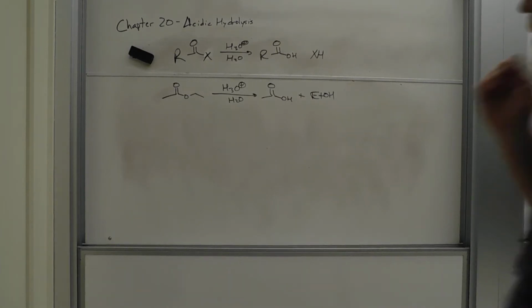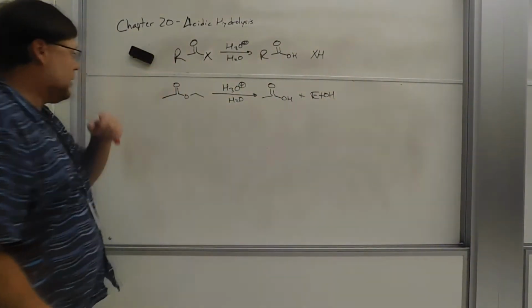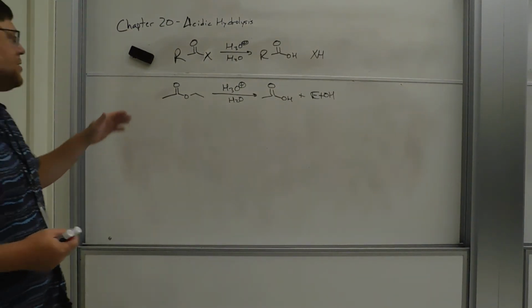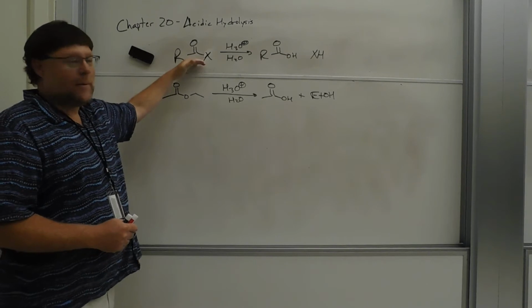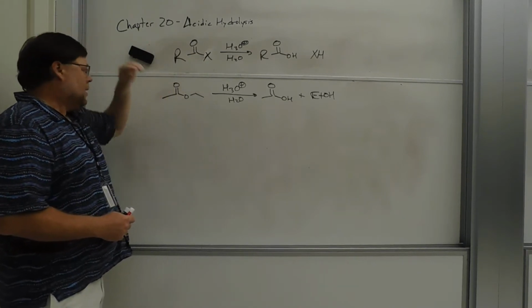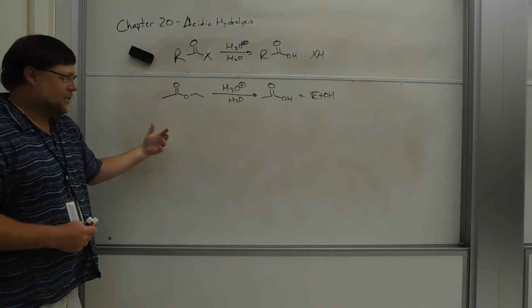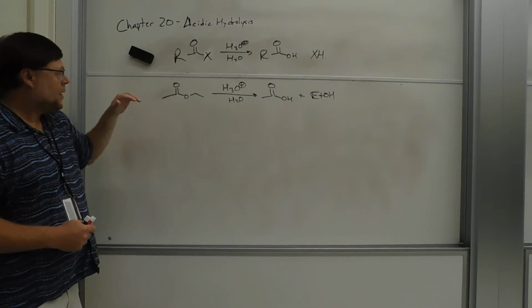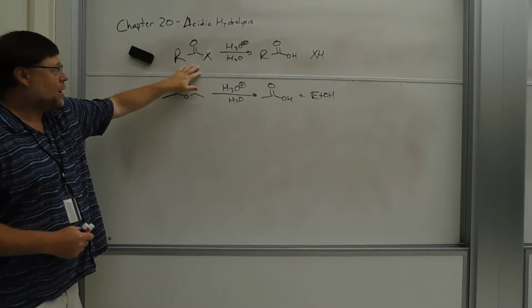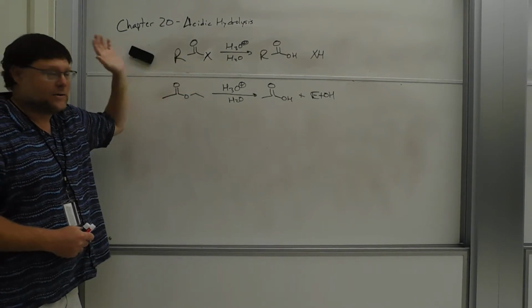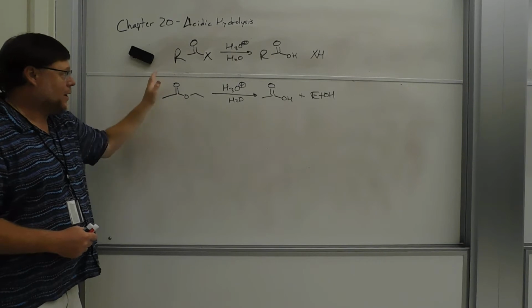Okay, in this video, I'm going to show you the mechanism of acidic hydrolysis. You can do this with any carboxylic acid derivative. I'm going to show it with an ester, and I'm just going to show the reverse of the Fischer esterification we did in the last video. But this mechanism will work for acid chlorides, anhydrides, thioesters, esters, amides, nitriles, whatever.